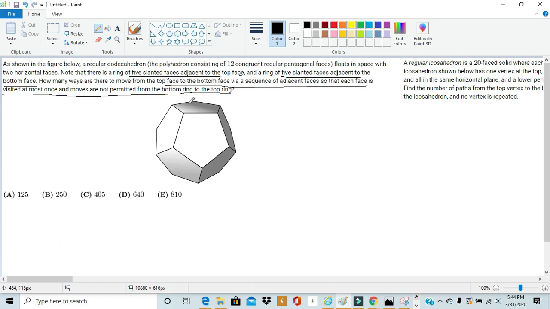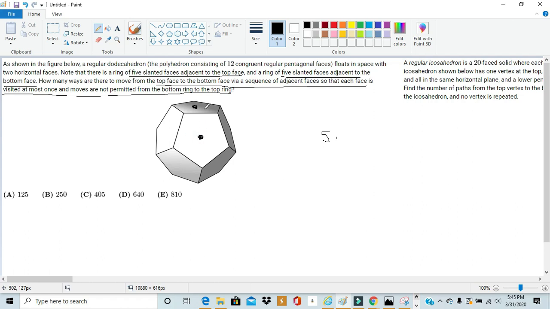Well, first, we're already just starting at the top face, so we have a set starting point. I'm going to mark it here. And then, from this set starting point, we can go to 5 other faces. We can go to any of the 5 slanted faces adjacent to the top face. So that gives us five different places to go from the starting point. So we have 5.